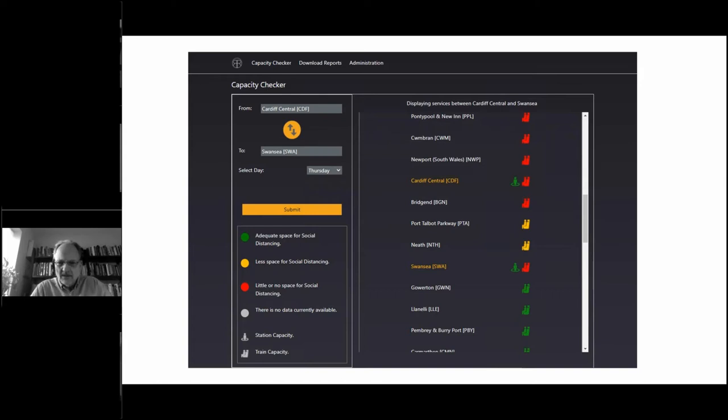The little green man is the station capacity. So I put in Cardiff Central. I'm going to be using Cardiff Central Station. I'm also going to be getting off at Swansea. So what are they like? Well, both of those at this time of day for this service are historically pretty good. You can maintain social distancing. If you want to get on the train, you're going to have a lot of space after Swansea going through Gowerton and Llanelli. So this is one example of the kind of things we manage, but there's a great deal more.